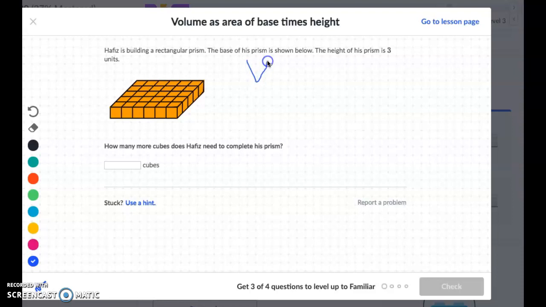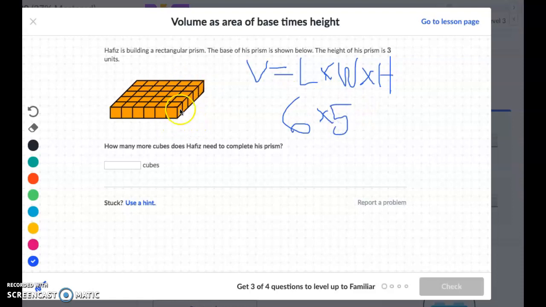So we're going to remember that volume equals the length times the width times the height. Okay, and they're just showing you part of what he is building. So our length is 1, 2, 3, 4, 5, 6. Our width is how far back it goes. 1, 2, 3, 4, 5. And then our height right now in the picture is 1. But that's why it's important that we read, because they tell us that eventually the height is going to be 3 units. He's just not done building yet.